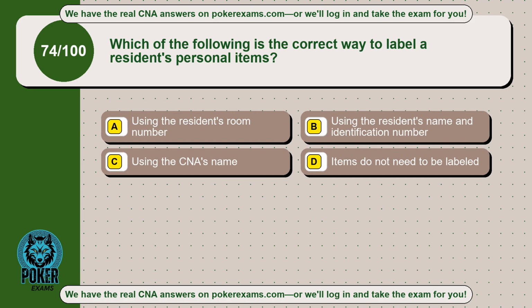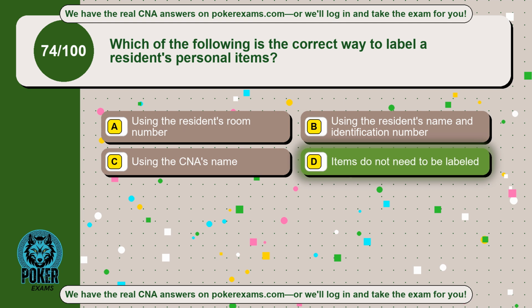Question 74. Which of the following is the correct way to label a resident's personal items? Option A, using the resident's room number. Option B, using the resident's name and identification number. Option C, using the CNA's name. Option D, items do not need to be labeled.